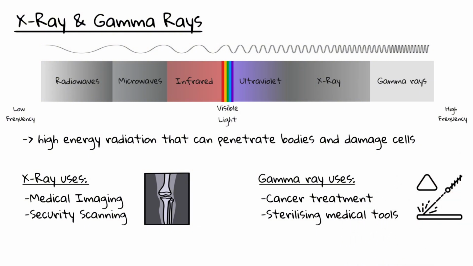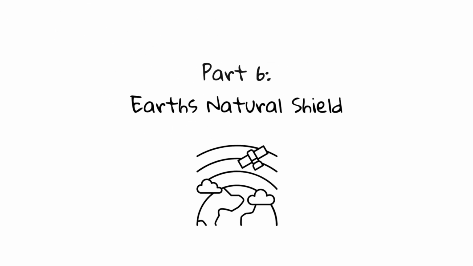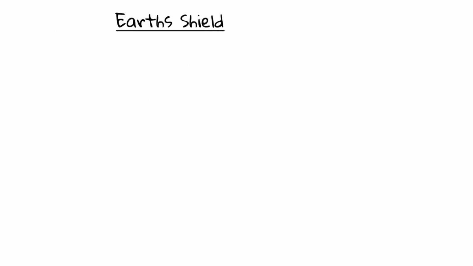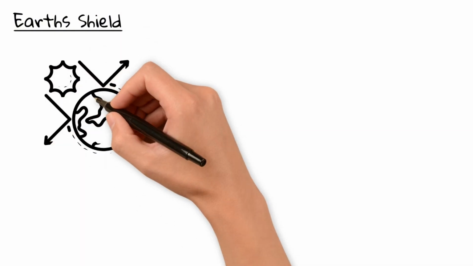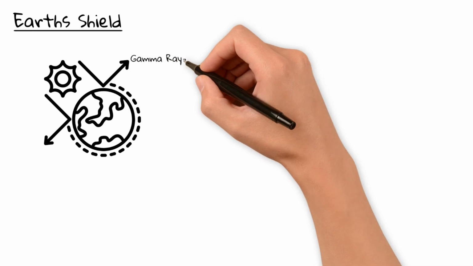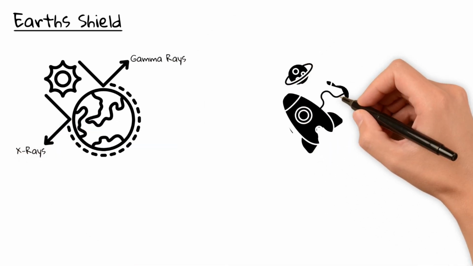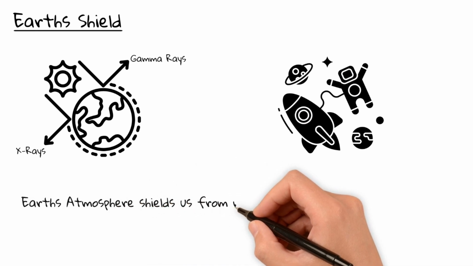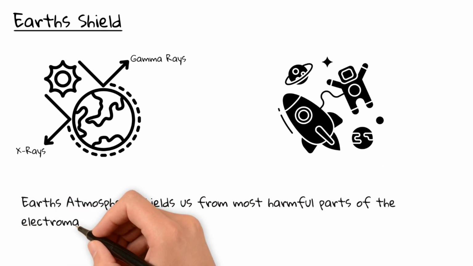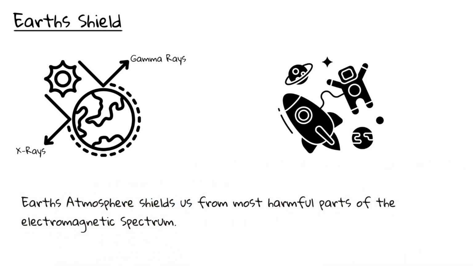When working with X-rays or gamma rays, doctors and nurses have to wear protective clothing made from lead or leave the room, as prolonged exposure can cause cancer. The sun emits all frequencies of the electromagnetic spectrum, and although X-rays and gamma rays are dangerous, Earth's atmosphere blocks most of them from reaching us. That's why astronauts in space need extra protection. There's no atmosphere shielding them. So unless you're heading to Mars next week, you're safe.